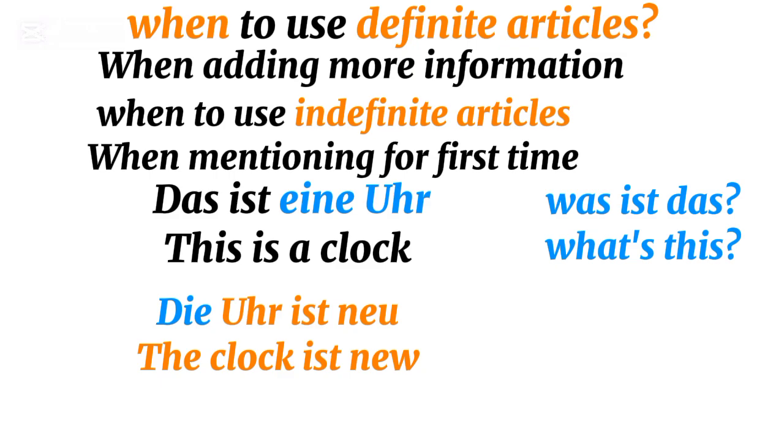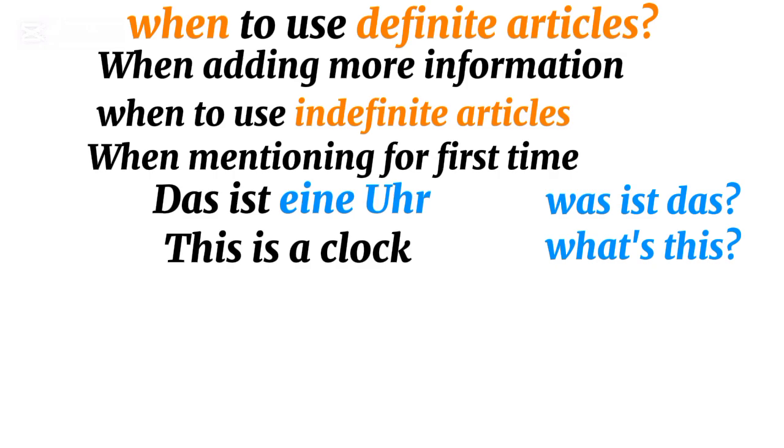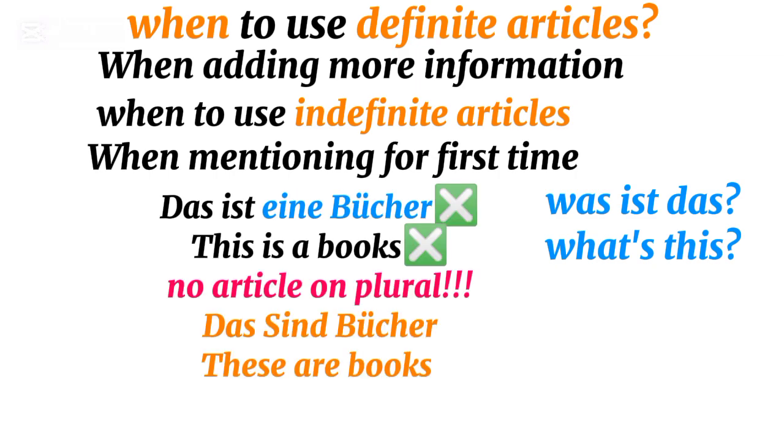The bottle is blue. Now let's proceed to plural. Remember, we have said plural nouns don't take any indefinite articles, okay? Just like in English, you can't say this is an books. No, that is not correct. The same way in German, you can't say das ist eine Bücher. No, that is incorrect. Okay, because it is plural. Plural, no indefinite articles. Wunderbar.